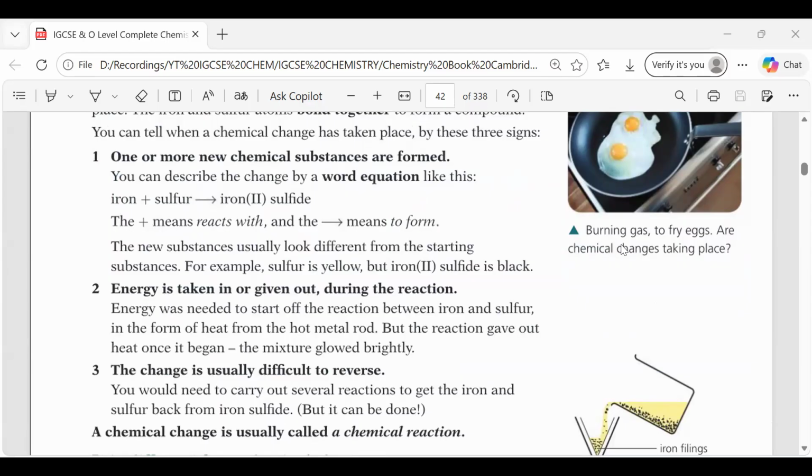One only or more? Read the bold lines. One or more chemical substances are formed. Energy is taken in or given out during the reaction. The change is usually difficult to reverse. So which are you observing in this fried egg? Which chemical change is happening?